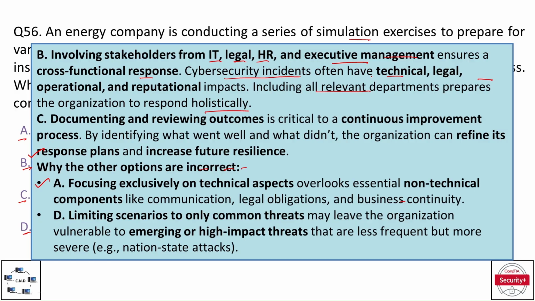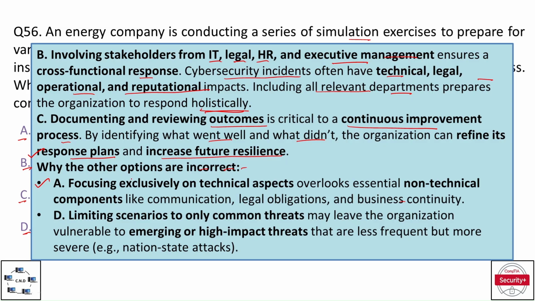Cybersecurity incidents often have technical, legal, operational, and reputational impacts. Including all relevant departments prepares the organization to respond holistically. Option C, documenting and reviewing the outcomes is critical to a continuous improvement process. By identifying what went well and what didn't, the organization can refine its response plans and increase future resilience.